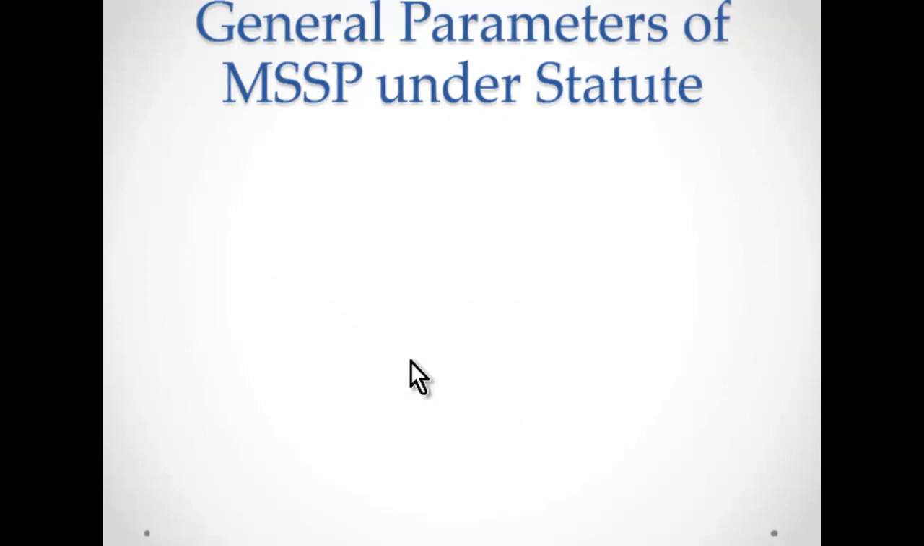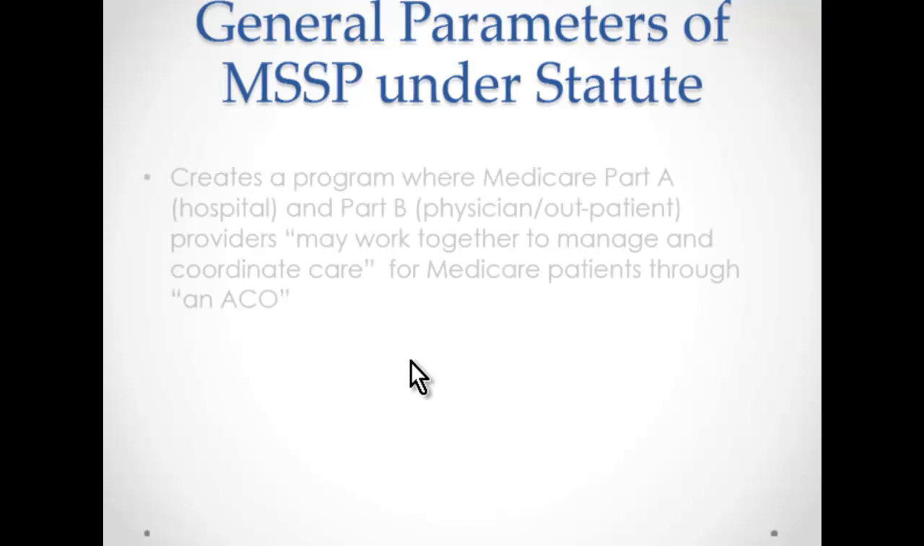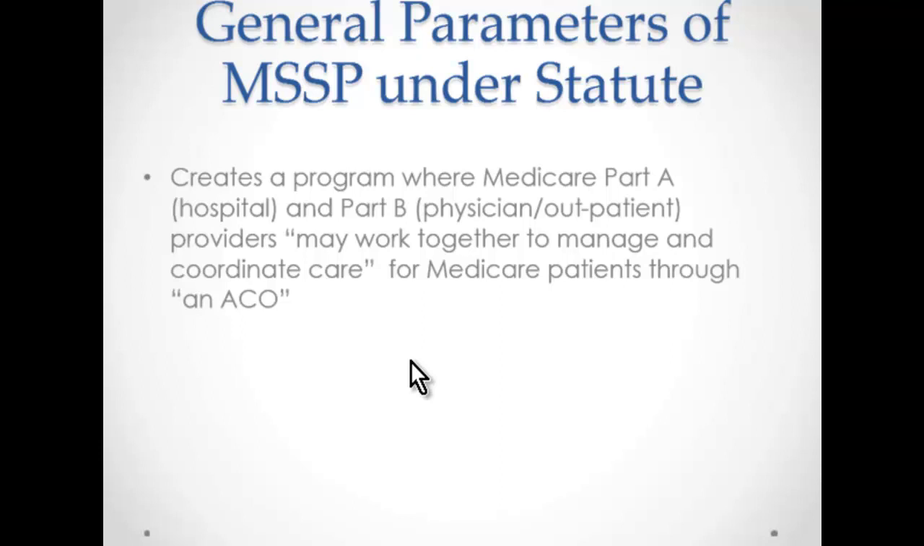So let's first look at the general parameters of the MSSP under the statute itself, and then we'll look at the regulations. So the statute directs HHS, or the Department of Health and Human Services, to create a program where Medicare Part A and Part B providers may work together to manage and coordinate care for Medicare patients through an ACO. So the statute actually uses the term ACO, or Accountable Care Organization. And Medicare Part A covers hospital care, so this refers to hospitals, and Medicare Part B refers to physicians and outpatient services. And the objective is that through this coordinated care, the ACO will bring savings to Medicare. That is, Medicare will pay less than it would have in the absence of the ACO.